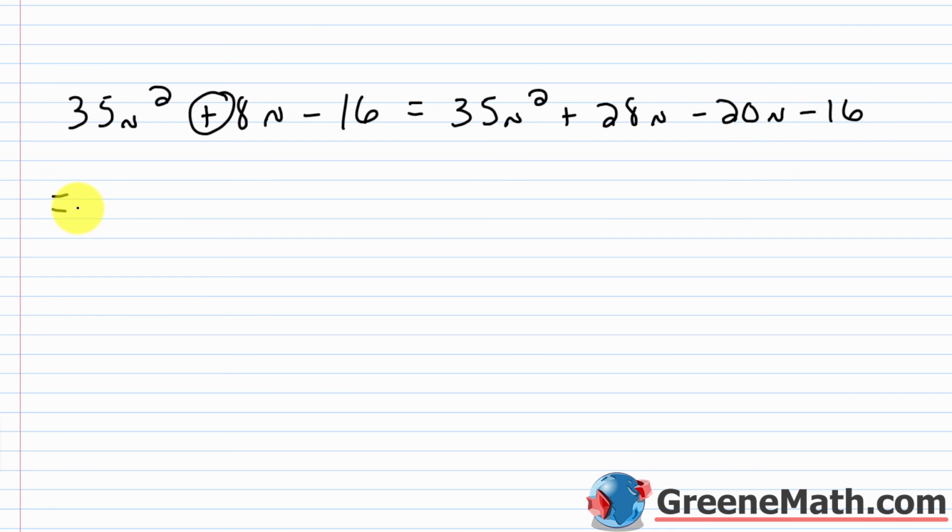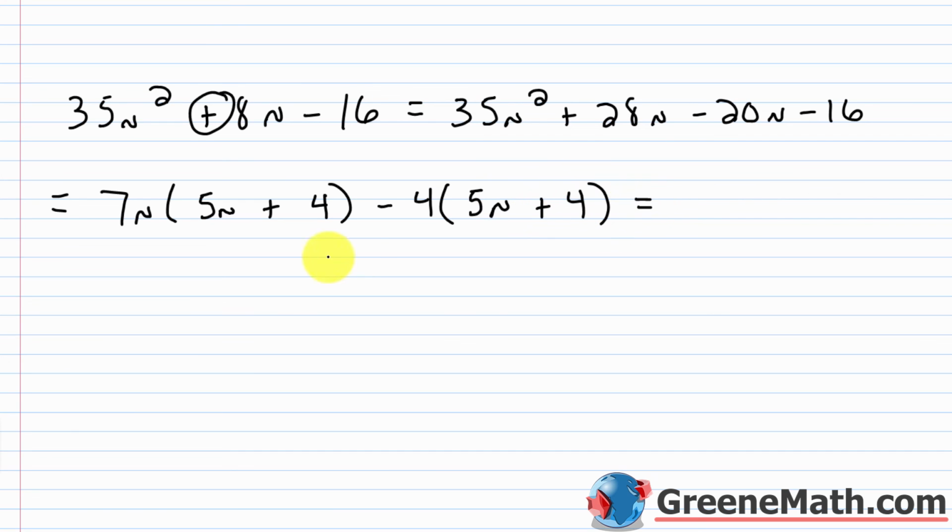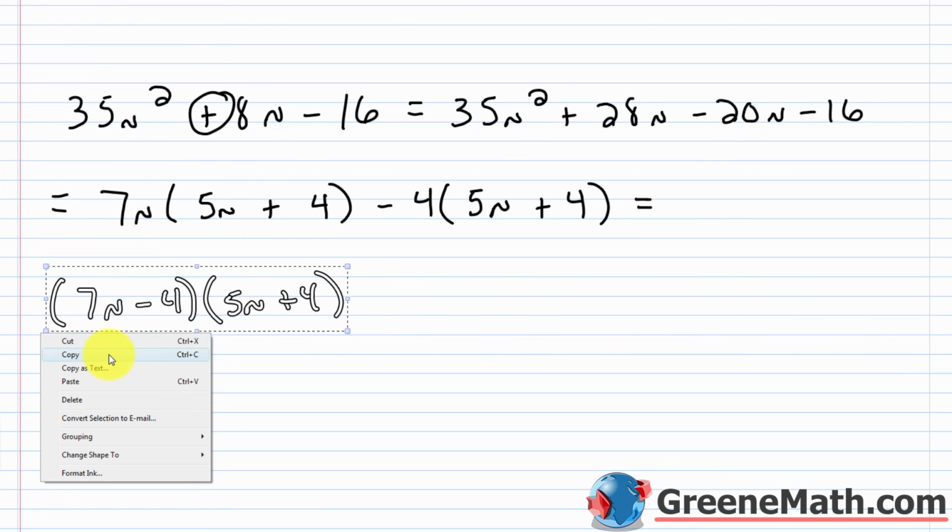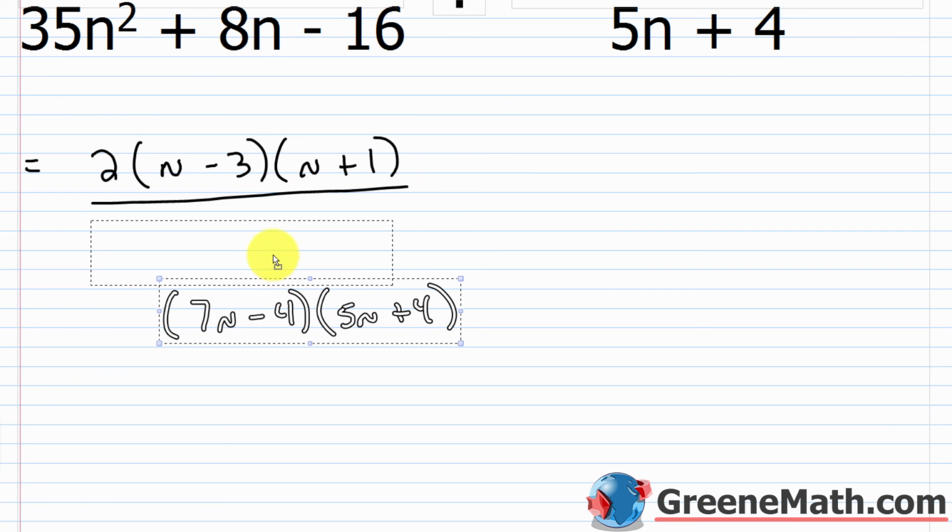Okay, so in the first group, I could pull out a 7n. So this would be 7n, and what would be left is 5n plus 4. In the second group, I can pull out a negative 4, and what would be left would be 5n plus 4. So if I factor out the common binomial factor of 5n plus 4, I would have 7n minus 4 times 5n plus 4. So let's go ahead and copy this. We're going to paste this right here.